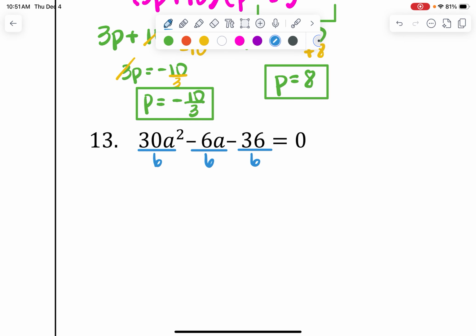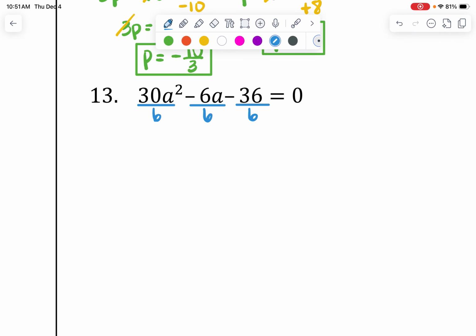Again, you don't have to do this. If this confuses you, it is not a step you need to do. You're just going to have really big numbers, but we'll all get the same answer at the end because everything's going to reduce down to the same exact thing. All right, so I'm going to reduce everybody by 6, which is going to give me 5a squared minus 1a minus 6.